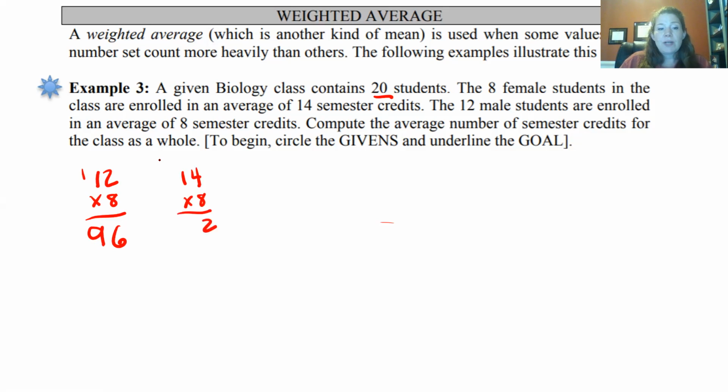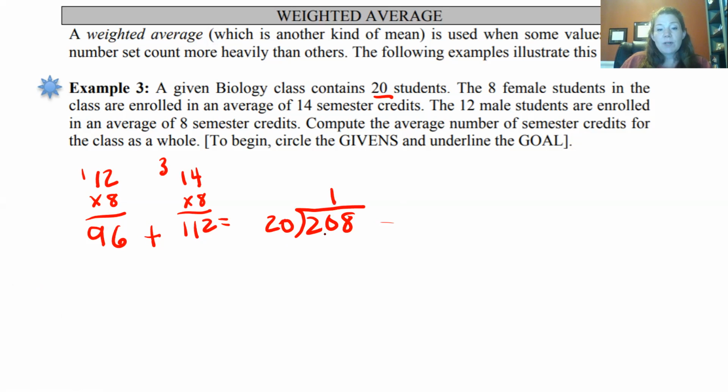Okay, so I have a total of 96 semester credits for guys, and I have 112 semester credits for girls. So I'm going to add that up. So 96 plus 112 is equal to 208. So 208 is the total number of semester credits, and I'm going to divide that by how many students were in the class. So let me scoot this over just a little bit. So I'm going to divide the semester credits by how many students were in the class.